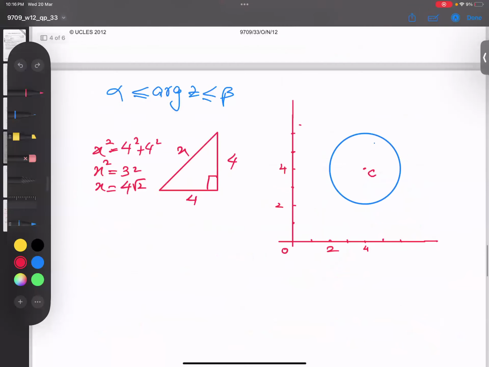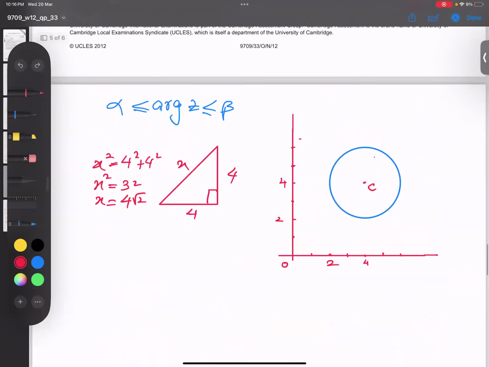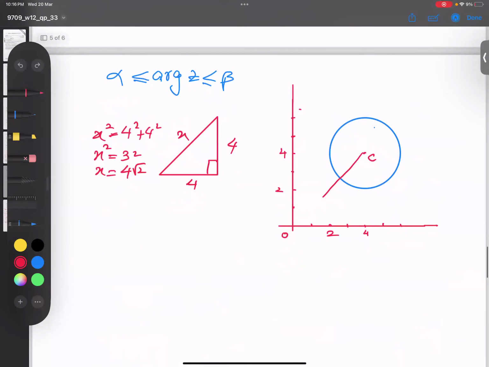So I just copy-pasted both diagrams, this triangle and this circle. First of all, this triangle is the same one I drew here, and I need to find this angle. I gave it the name gamma. So how to get gamma? Nothing hard: gamma equals tan inverse of opposite by adjacent, so tan inverse 4 by 4, and gamma comes to pi by 4.